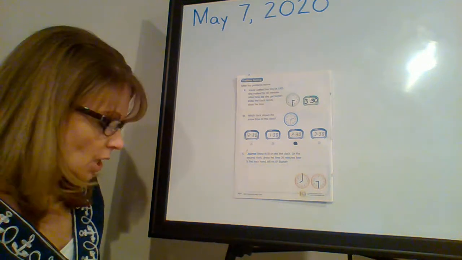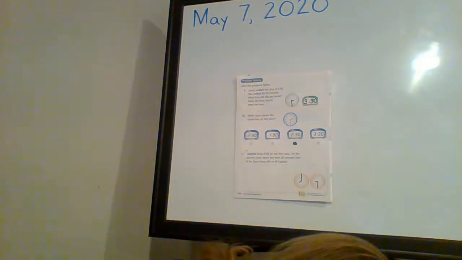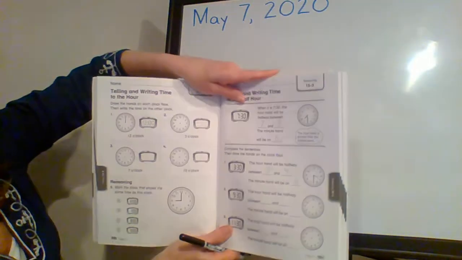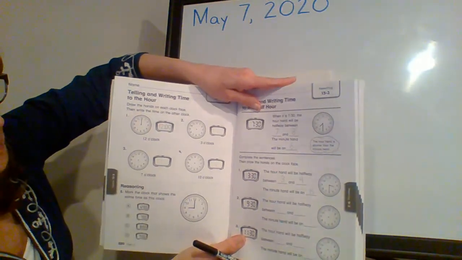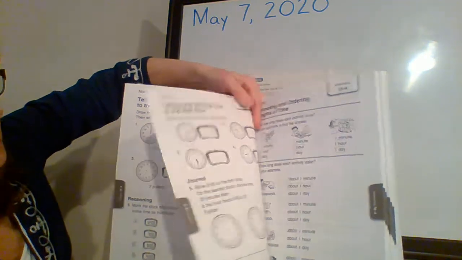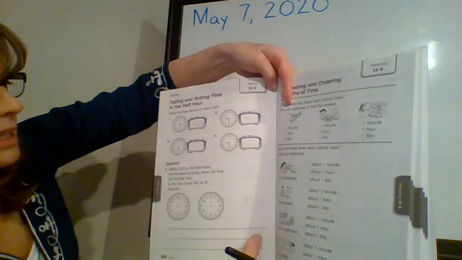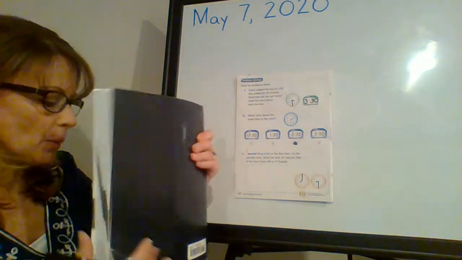Okay? So your workbook page for today, you have page 221 and 222. They follow along right with the activity that we did.